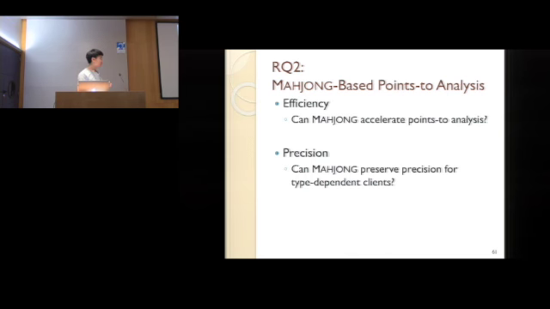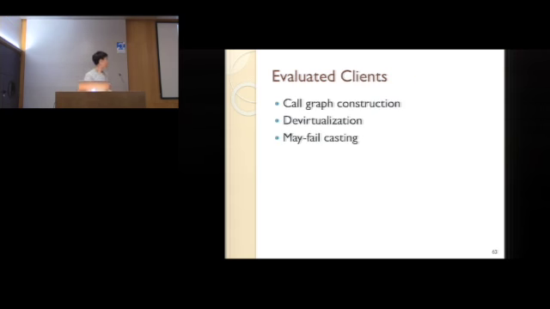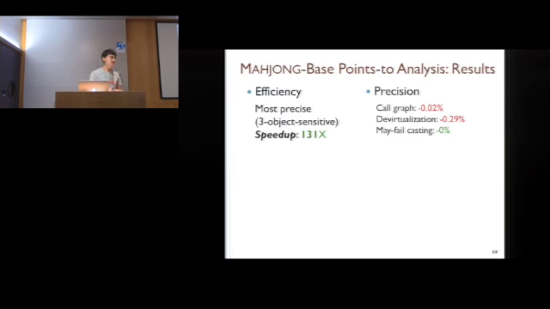And it's time to see MAHONG-based points-to analysis. We want to evaluate whether MAHONG can accelerate points-to analysis while preserving the precision for type-dependent clients. We evaluate 5 different mainstream context-sensitive points-to analyses provided by Heap, and they cover 3 different kinds of context sensitivity. The time budget is 5 hours. We use 3 type-dependent clients, and the details contain too many numbers. So here I just show some summarized results.